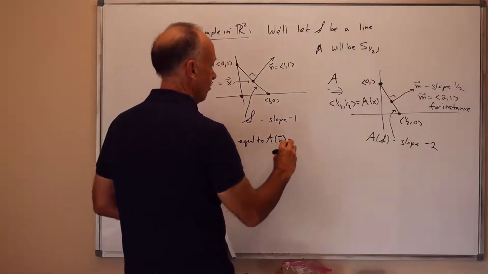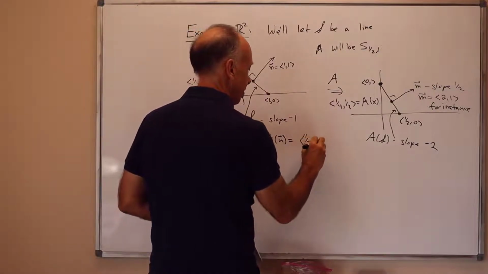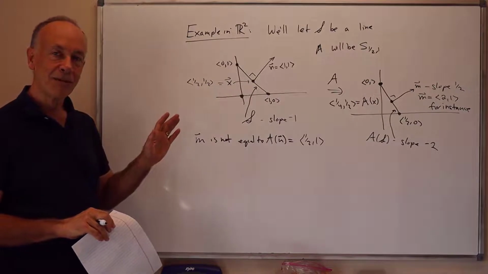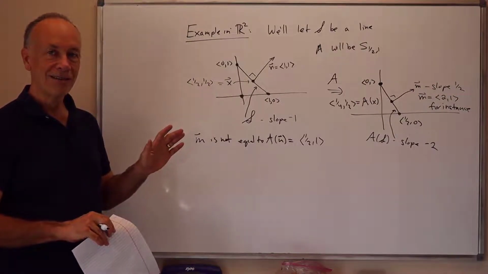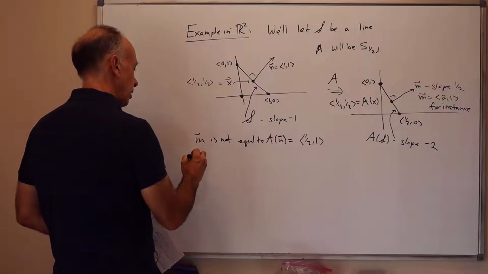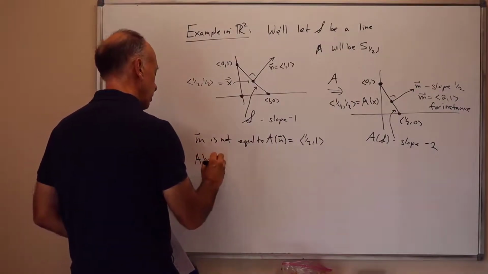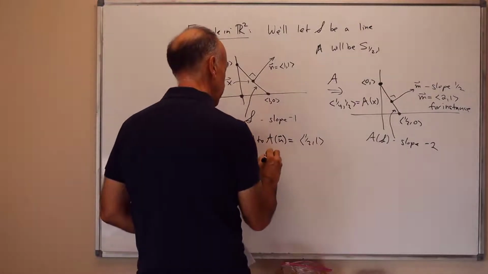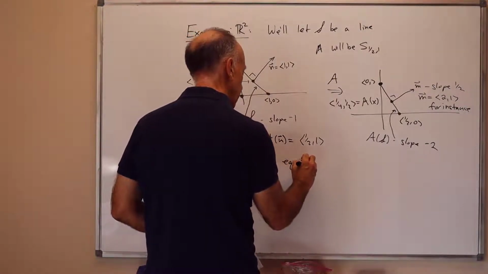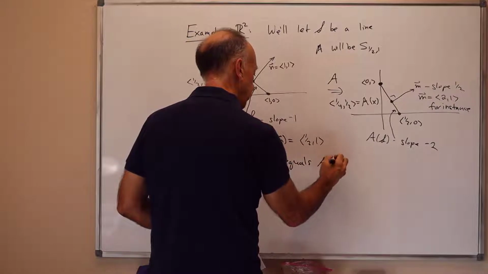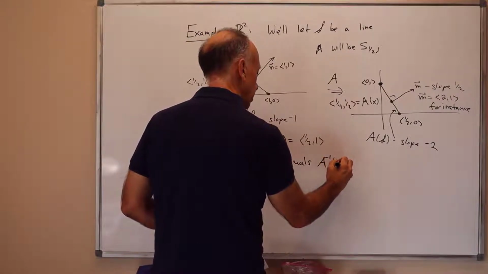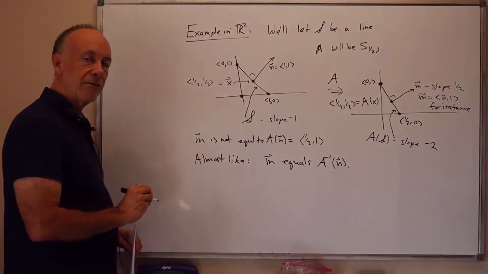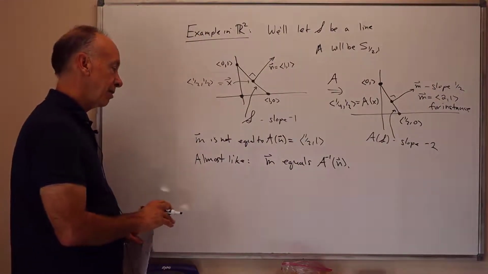A of n would be (1/2, 1), which would be sloping with slope 2, not slope 1/2. It's almost like the following, but not quite. It's almost like M equals A inverse of n. But this is not correct in general. It does work in this particular case, but it's not correct in general.